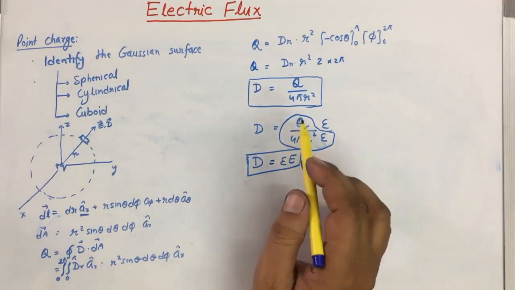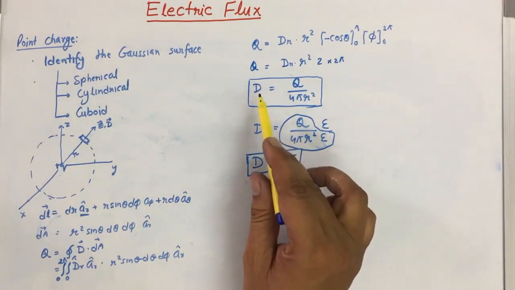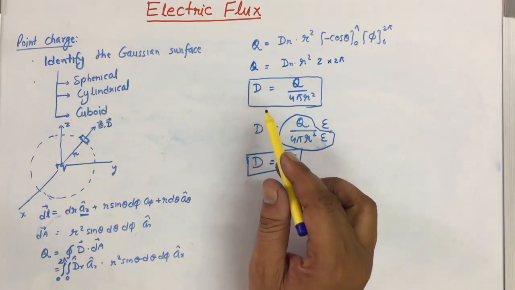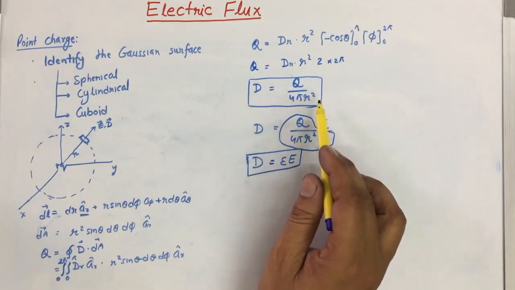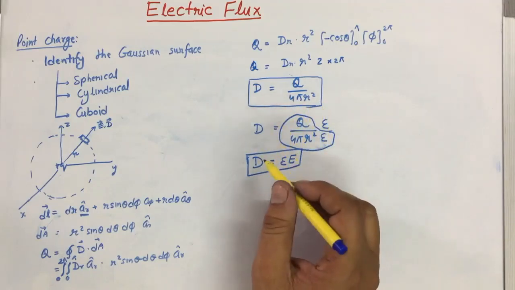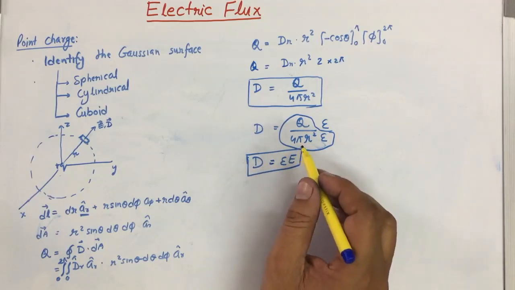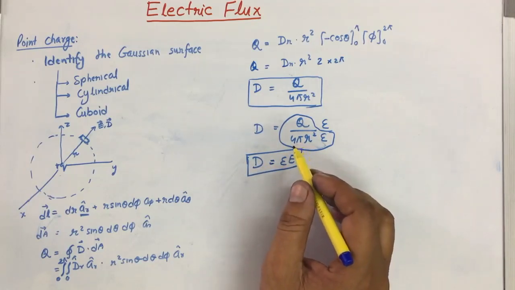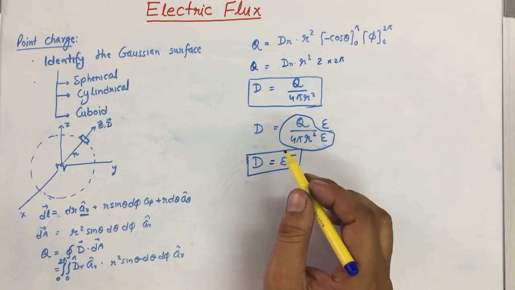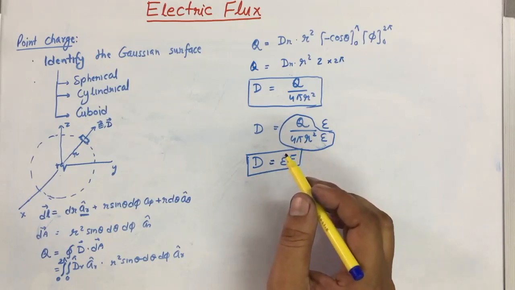So in this way we derived the electric flux density and the relationship between electric flux density and electric field with the help of Gauss law. So for today we can stop at this point.